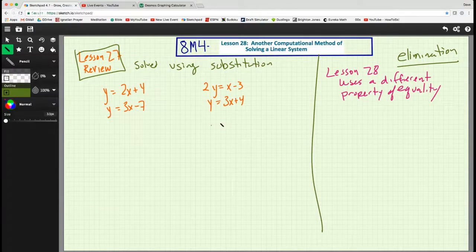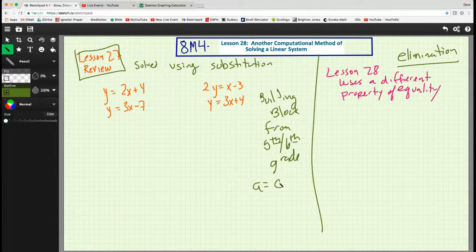So we used a building block from, it's either 5th or 6th grade. And that is that we knew that if something equaled something, and that same thing equaled something else, so if A equals B and A equals C, then B also equals C. Then these two had to be equal. A couldn't be equal to B and then A equal to A, but not equal to C. They all have to be equal to each other.